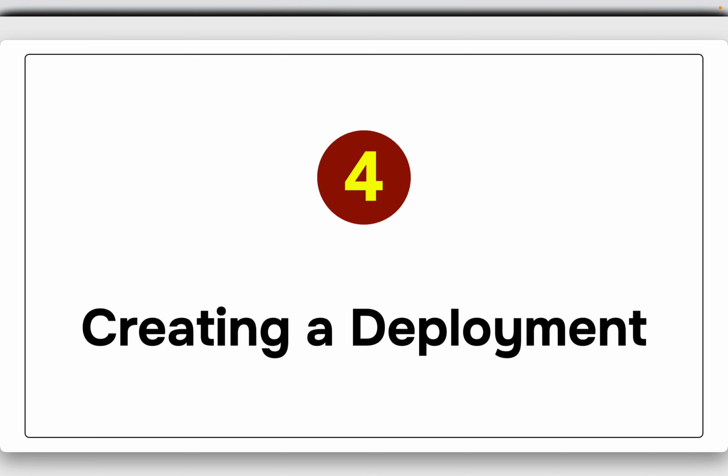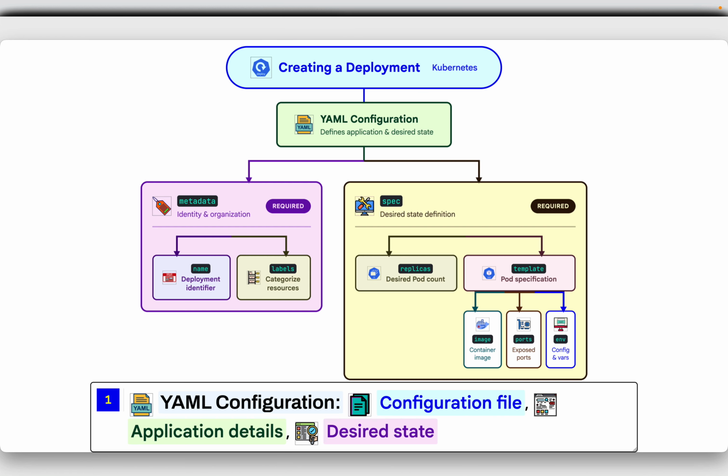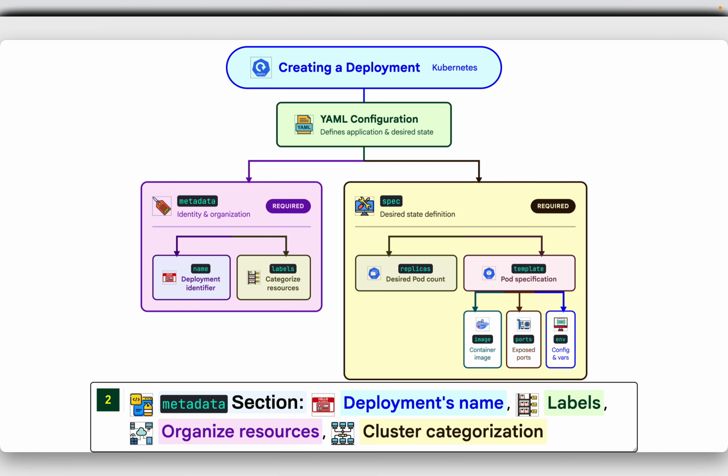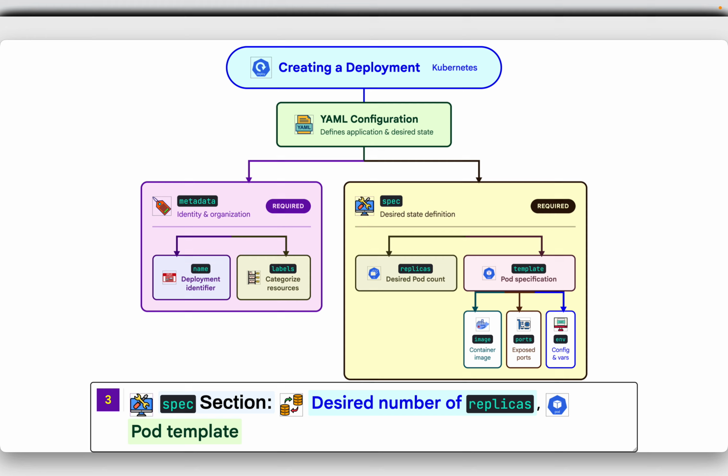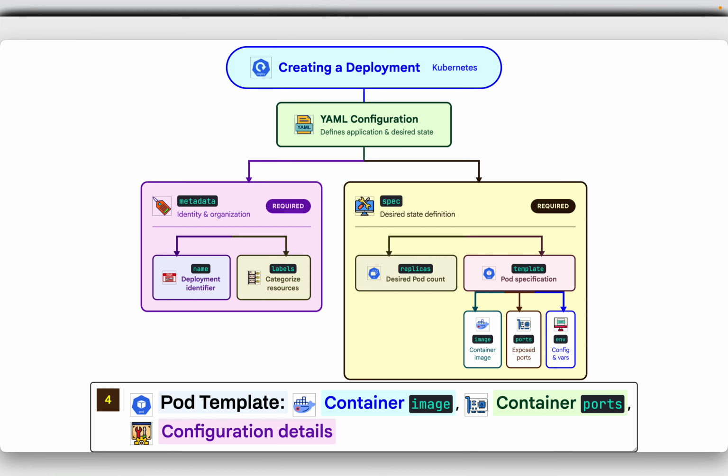Fourth topic, creating a deployment. A deployment is defined using a YAML configuration file that includes details about the application and desired state. The metadata section defines the deployment's name and labels to help organize and categorize resources within the cluster. The spec section includes the desired number of replicas and the pod template to use. Within the pod template, you can specify the container image, ports, and other configuration details for each container.